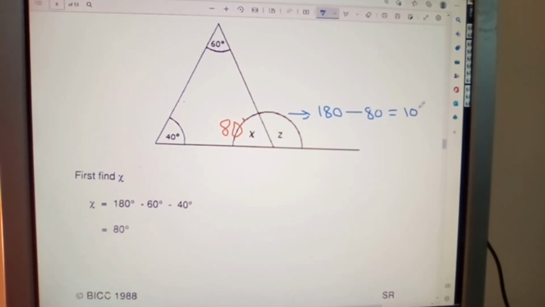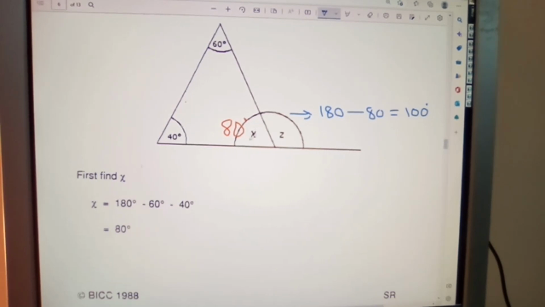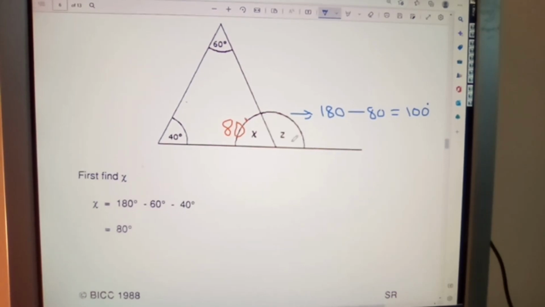Degrees. Now remember that a straight line is always 180 degrees. So if this angle here is 80 degrees, and that angle there is 80 degrees, because this is a straight line, we now know that they should be equal. So if we take 80 degrees from 180, that will leave us 100. So this angle here is 100 degrees. Okay.